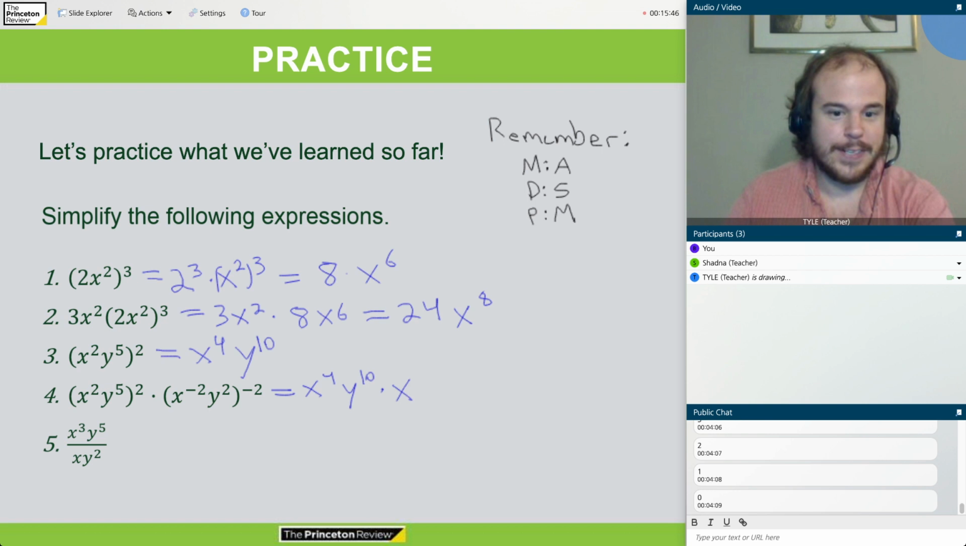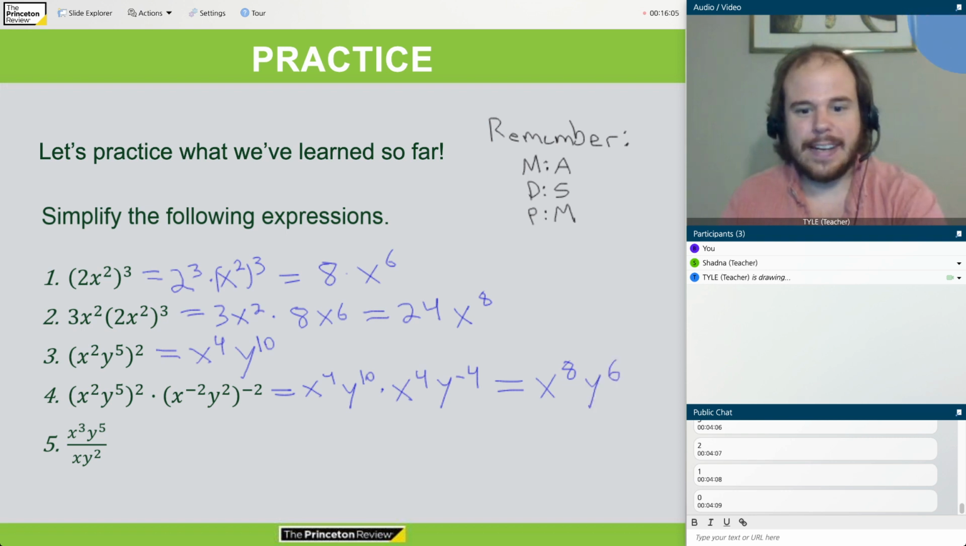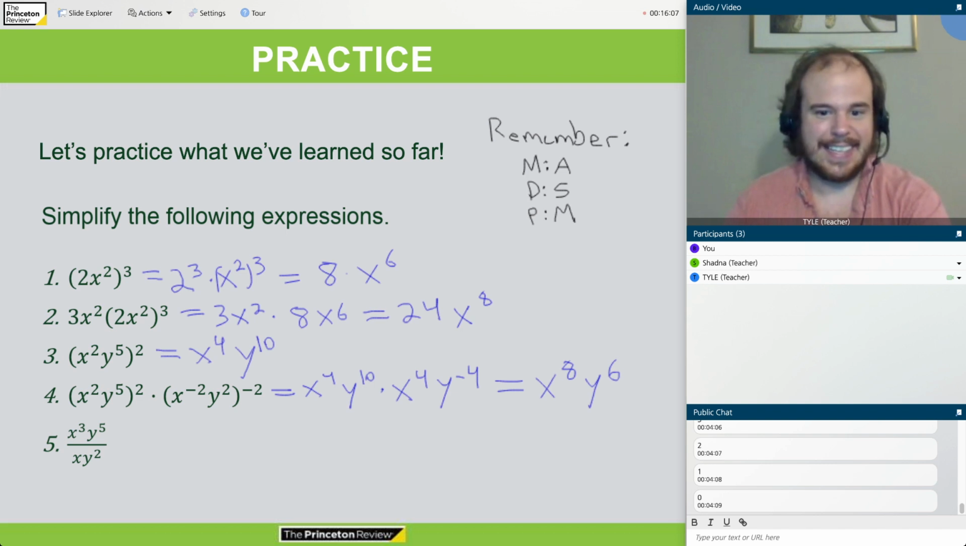So the first term is x to the fourth. The second term is 2 times -2, y to the negative fourth. Now I use the multiplication rule for exponents to combine these. x to the fourth times x to the fourth is x to the eighth. y to the 10th times y to the minus fourth is 10 minus 4, which is y to the sixth.